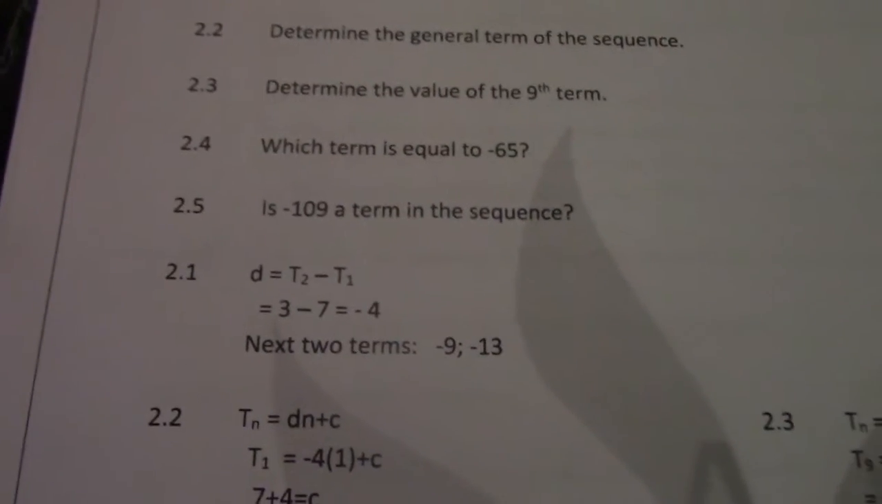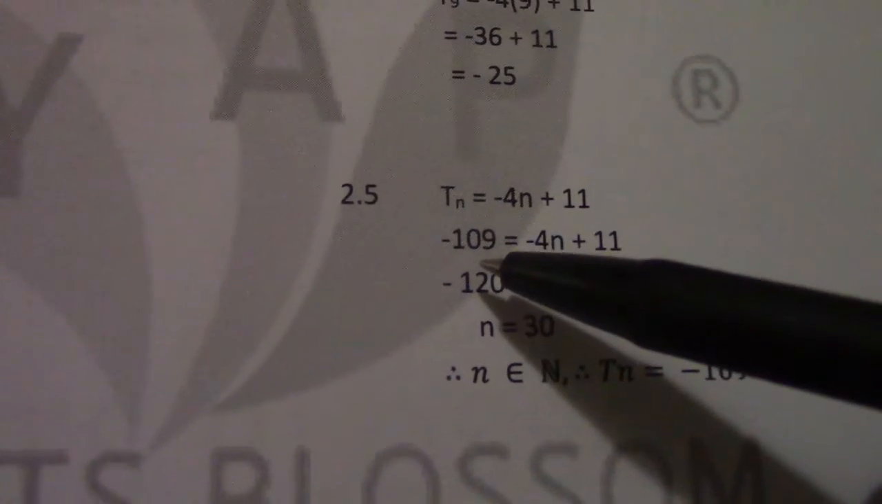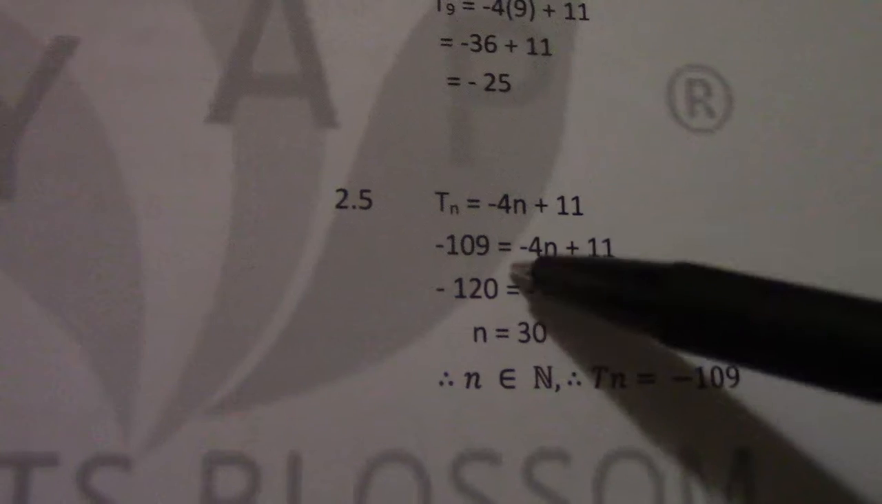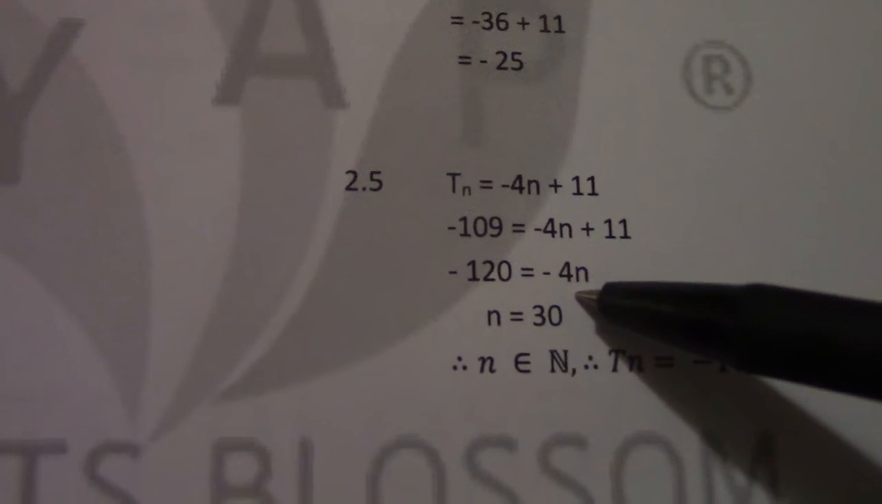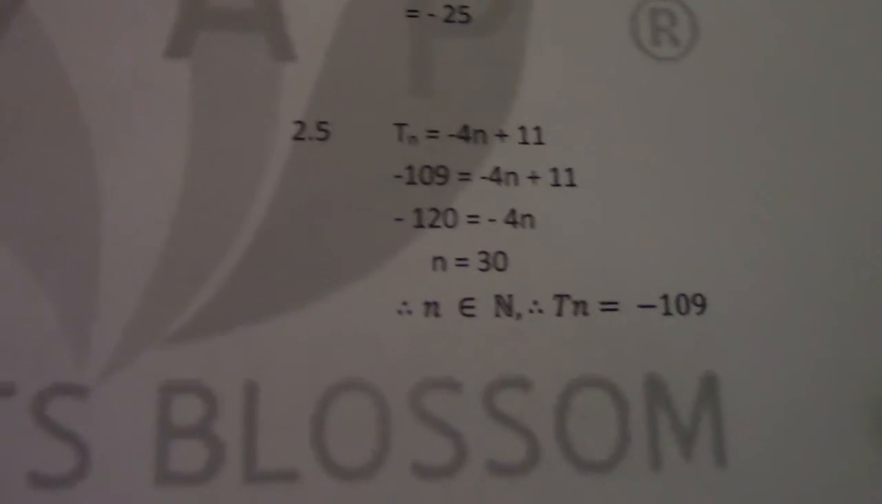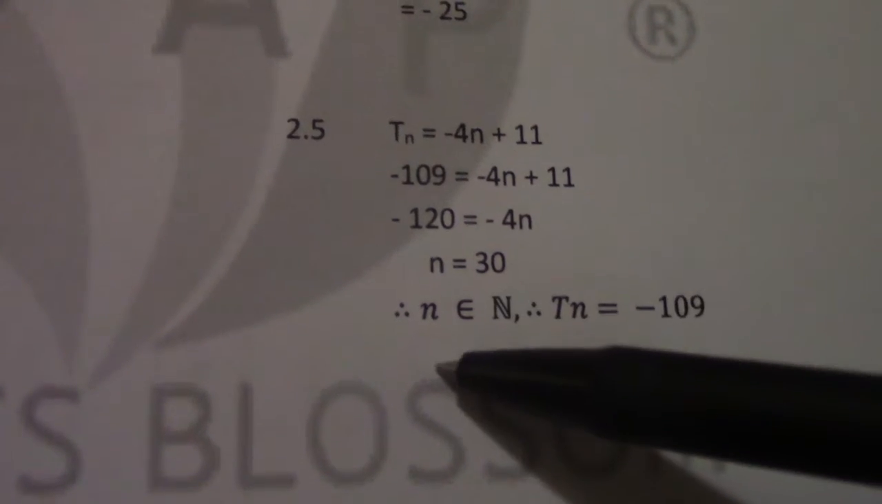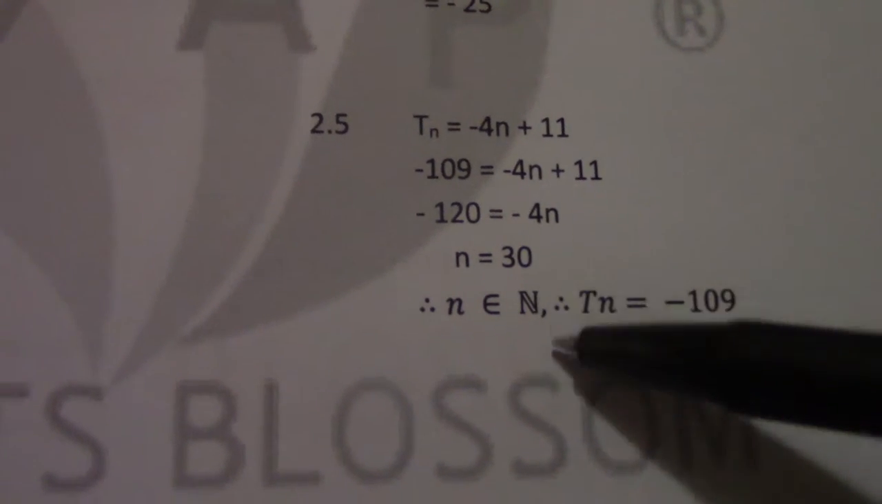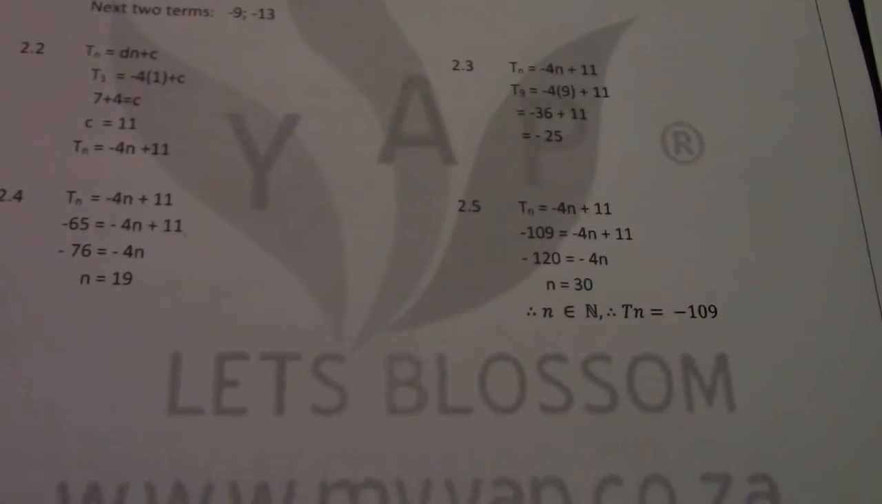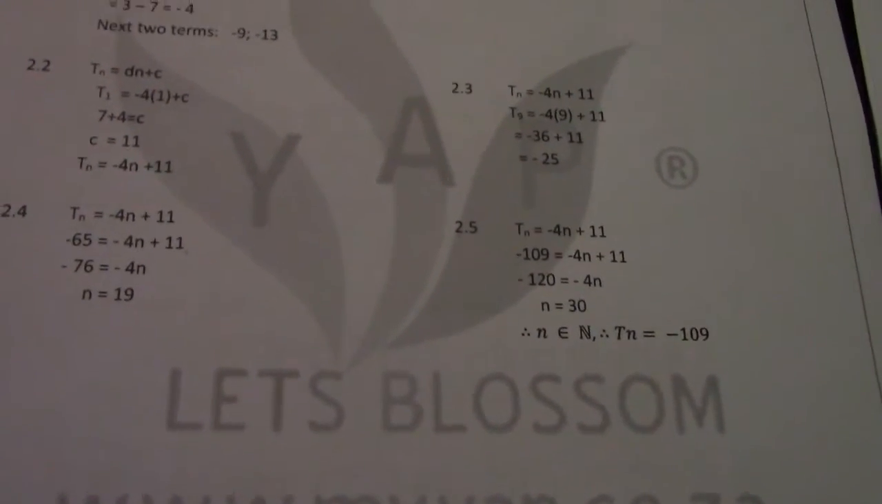2.5, is minus 109 a term in the sequence? So there we make Tn minus 109 = minus 4n plus 11. That gives me minus 120 = minus 4n, so n equals 30. n is an element of natural numbers, therefore Tn can equal minus 109. 30 is a natural number. Hope you understand. That is how you will be tested on linear patterns.